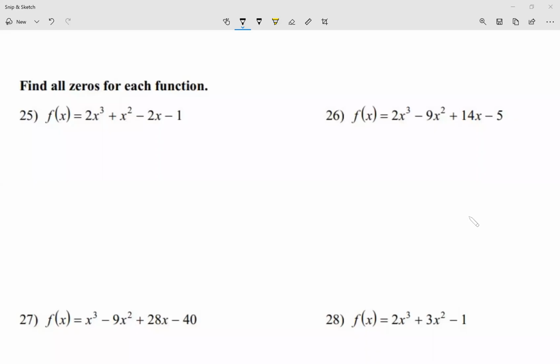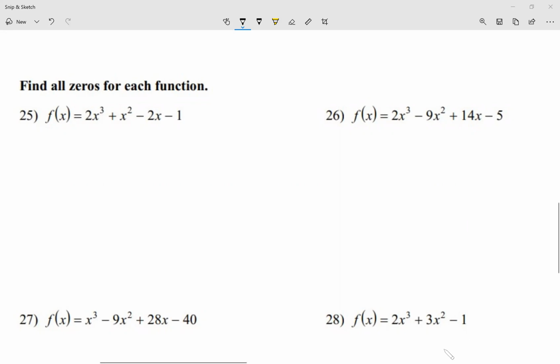All right, so we're gonna look at our rational root theorem. Rational basically sounds like fraction, root, talking about roots. Now this is going to be pretty simple. Here my instruction says find all zeros for each function. However, on your homework, I'm going to ask you to list the possible rational zeros for each function.